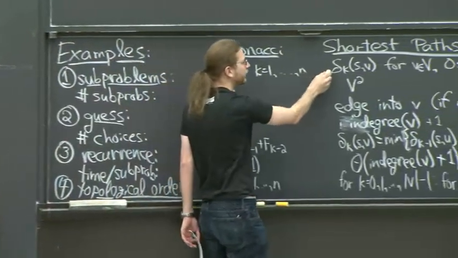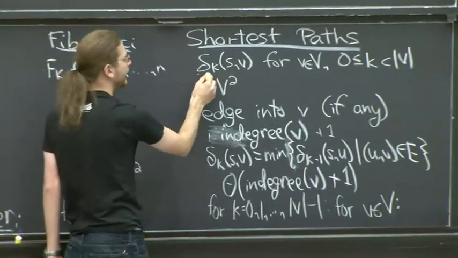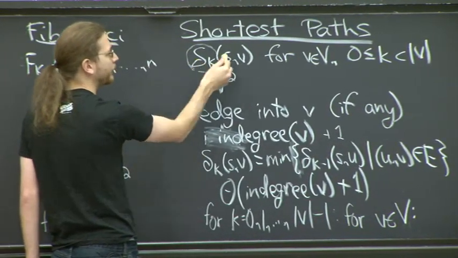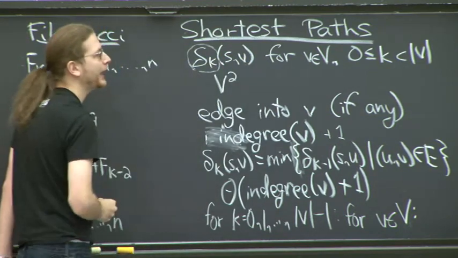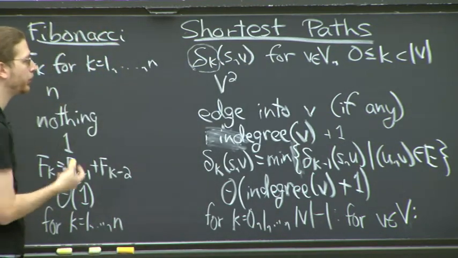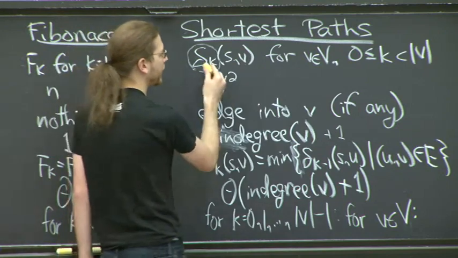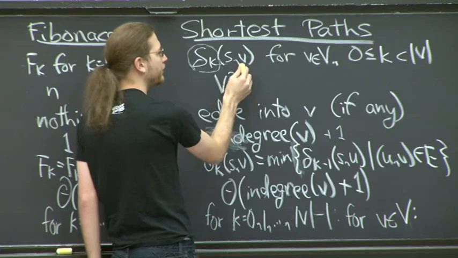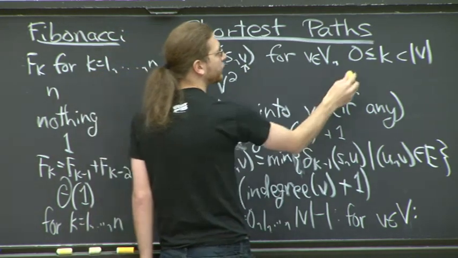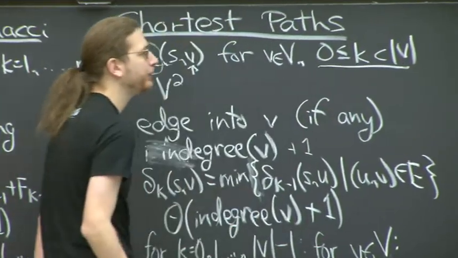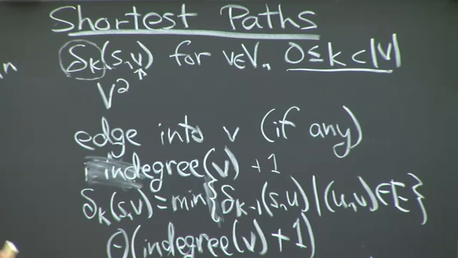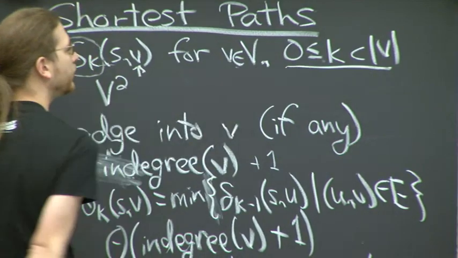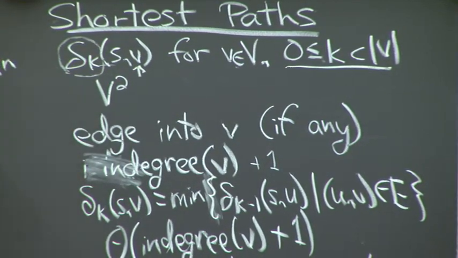For shortest paths, we defined this delta sub k of S,V. This was the shortest path from S to V that uses at most k edges. That was sort of what Bellman-Ford was doing. And the number of different subproblems here was V squared, because we had to do this for every vertex V. And we had to do it for every value of k between 0 and V minus 1. V minus 1 was the number of rounds we need in Bellman-Ford. So it's V times V different subproblems, V squared of them.